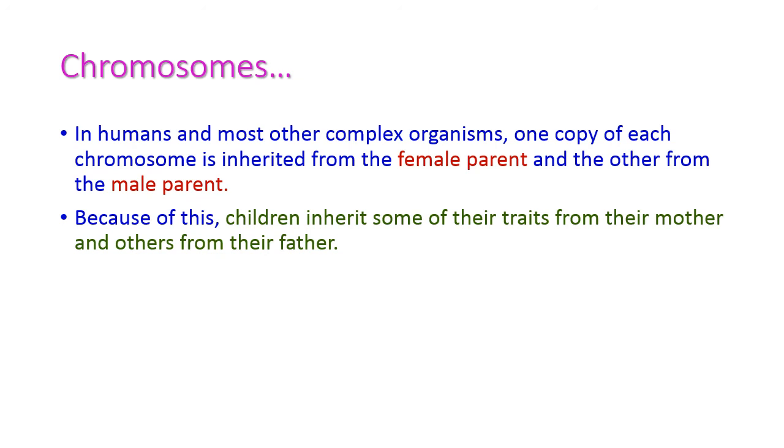In humans and most other complex organisms, one copy of each chromosome is inherited from the female parent and the other from the male parent. Because of this, children inherit some of their traits from their mother and others from their father.